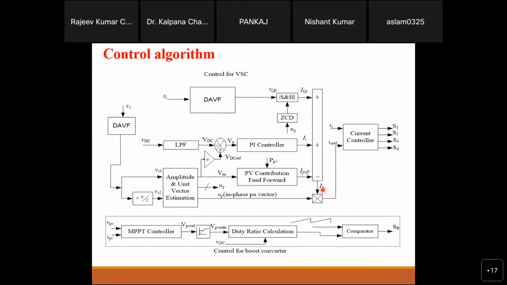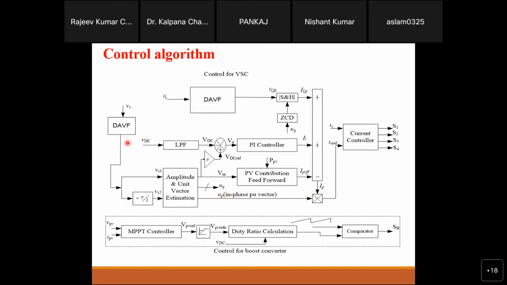IP is your grid current reference magnitude. So this is the grid current magnitude only. You will multiply it with the unit template, so you will generate UP. This is the unit template, and you multiply it with this magnitude, and that will be your grid current reference. Compare it with the actual one and pass it to the hysteresis controller and generate the pulses. So this type of thing you will see.